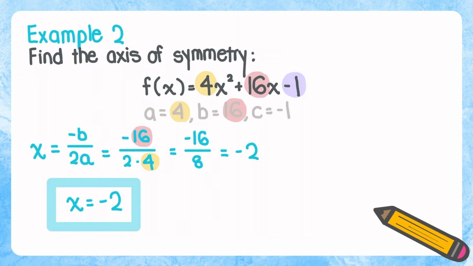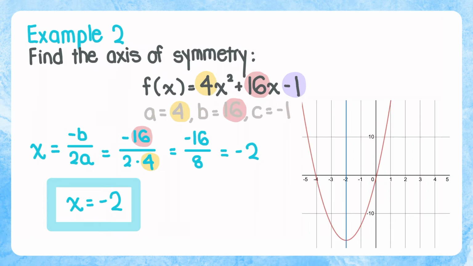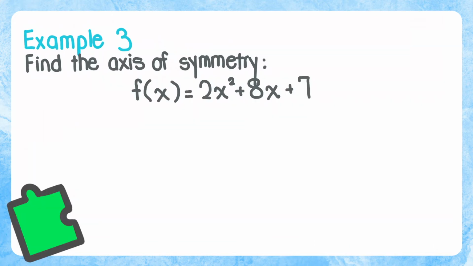Make sure to go through each step, and you can check your work by looking at a graph. Here's the parabola, and notice that our AOS is at x equals negative 2. We're correct. Please try this next example on Edpuzzle. Find the axis of symmetry of this function: f of x equals 2x squared plus 8x plus 7. Be sure to label a, b, and c first.